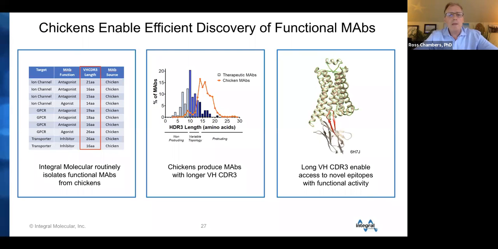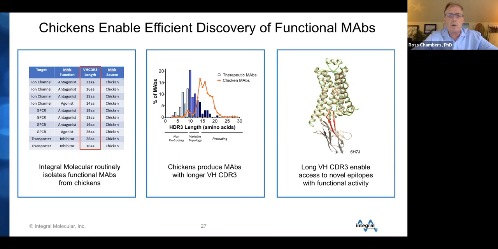Now, we have done many programs here successfully discovering functional antibodies, as shown in that left panel, and we've developed all kinds of antagonists, agonists, and inhibitors to various proteins. We routinely are successful at doing this, for many of the reasons that I've described previously, of getting large, diverse panels of antibodies.